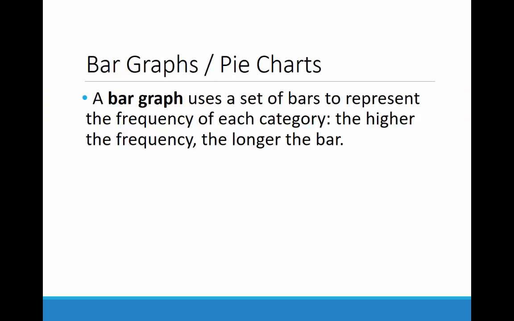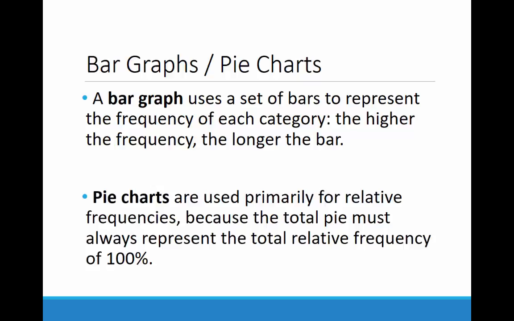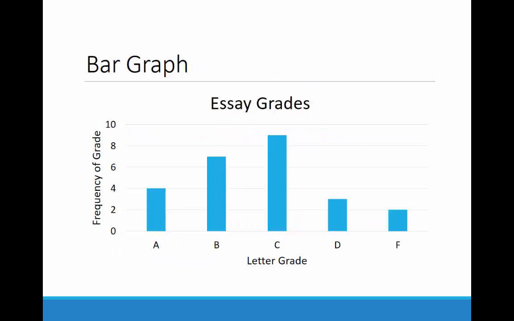Bar graphs and pie charts are commonly used to display qualitative data. A bar graph uses a set of bars to represent the frequency of each category. The higher the frequency, the longer the bar. Pie charts are primarily used for relative frequencies because the total pie must always represent the total relative frequency of 100%. Notice on a bar graph, the bars can be vertical or horizontal.